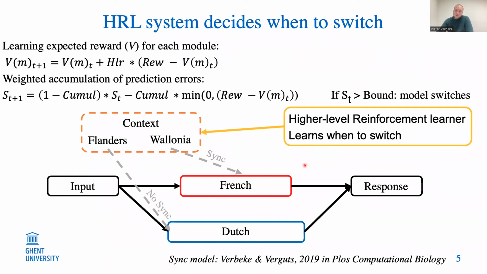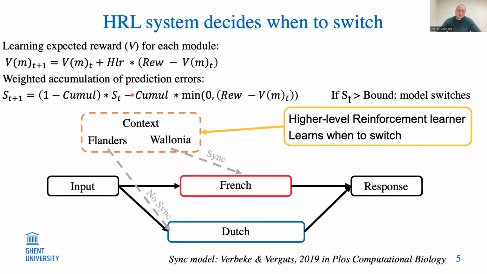Then the question is, how does this network decide which module to use? For this purpose, we implemented a higher level reinforcement learning system, which adaptively decides when the network should switch to another module. Basically, the system learns an expected reward for each module. At the beginning of the learning process, the expectation of speaking French correctly will, of course, be very low, but after a while, this will increase.